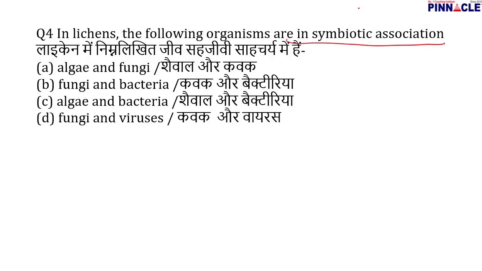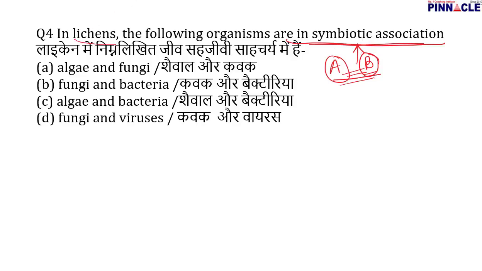So we have to name those organisms which are in symbiotic association in case of lichens. First of all, try to understand what is symbiotic association. There are certain organisms that live together, and by living together they share shelter as well as nutrients, in such a way that both of them get benefited. If we have one organism as A and another organism as B, then they live together and share nutrients in such a way that both of them get benefited, and such a kind of relationship is said to be symbiotic relationship or symbiotic association.